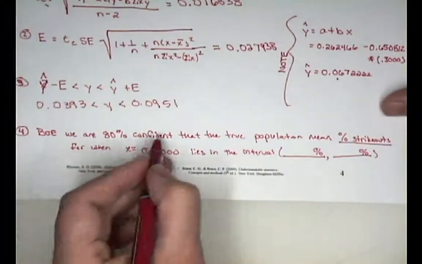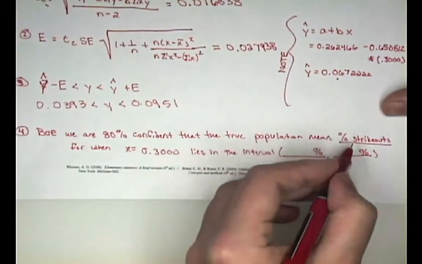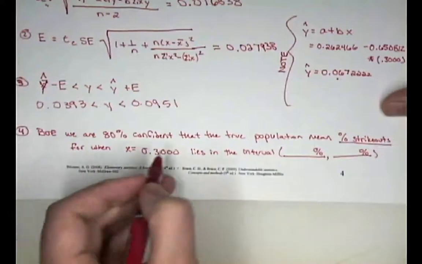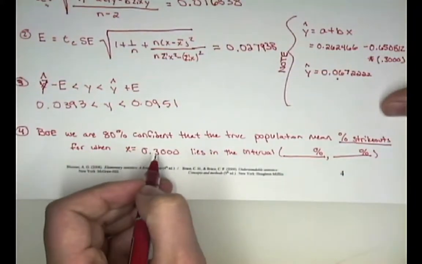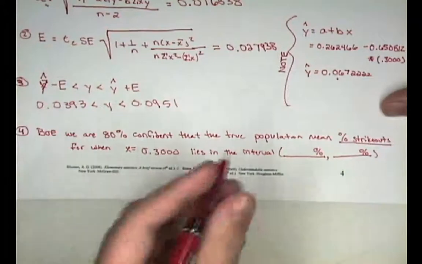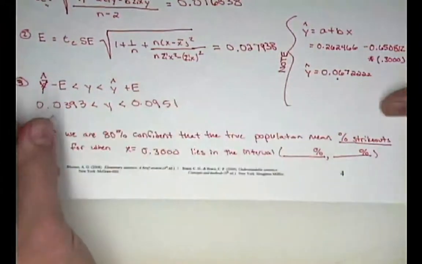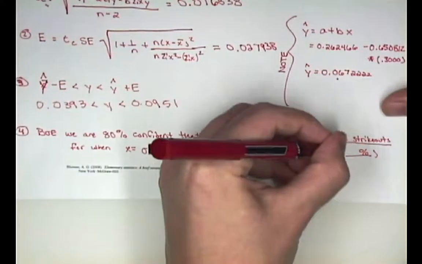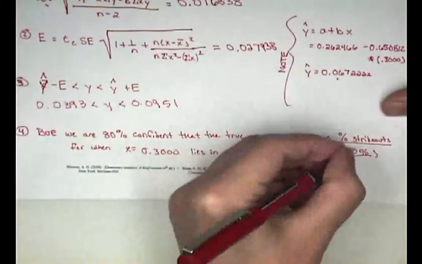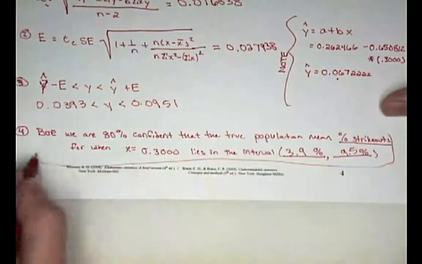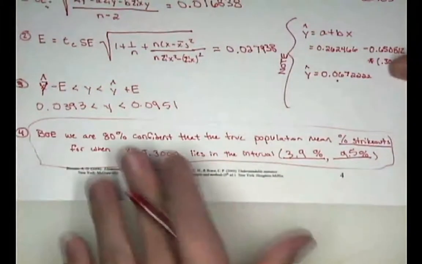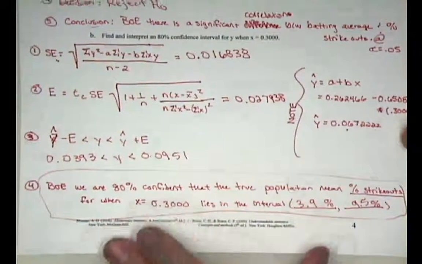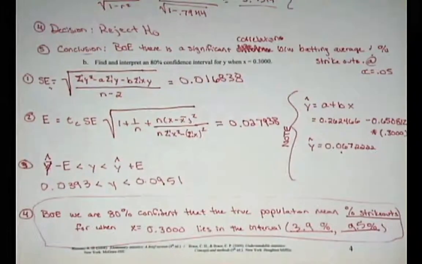We're 80% confident that the true population mean percent strikeouts for when x, the batting average, is 0.300, lies in the interval. I'm going to convert these back to percentages now, so that would be about 3.9% to 9.5%. Yeah, and that's your interpretation of the confidence interval. And again, you're going to need a lot of paper if you do this by hand, but if your calculator has a response or a prediction interval, then you should be okay.